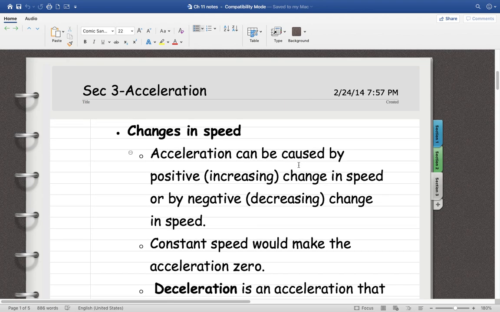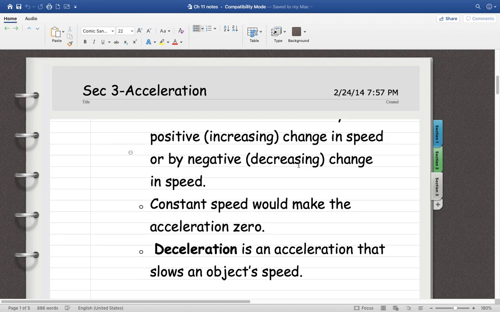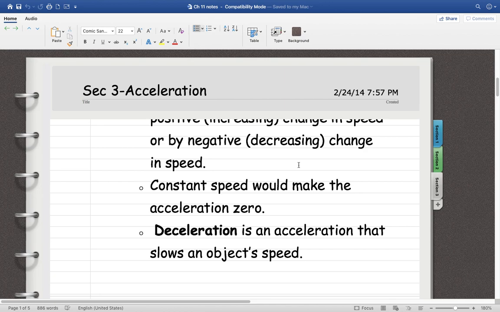Acceleration can be caused by a positive, increasing change in speed, so they're going faster, or by a negative, decreasing change in speed. Most of us use the term acceleration to mean going faster, but acceleration just means changing. So you can have positive acceleration, meaning speeding up, or negative acceleration, which means decreasing your speed.